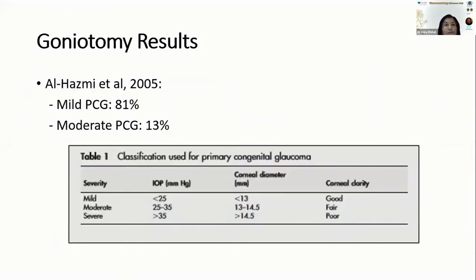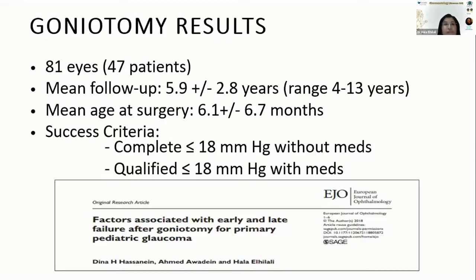Hazmi reported, however, that choosing cases with mild primary congenital glaucoma, the success rate is 81%. These mild cases have a preoperative intraocular pressure less than 25 millimeters mercury, corneal diameter less than 13, and good corneal clarity. And this emphasizes the importance of case selection in goniotomy cases to achieve success.